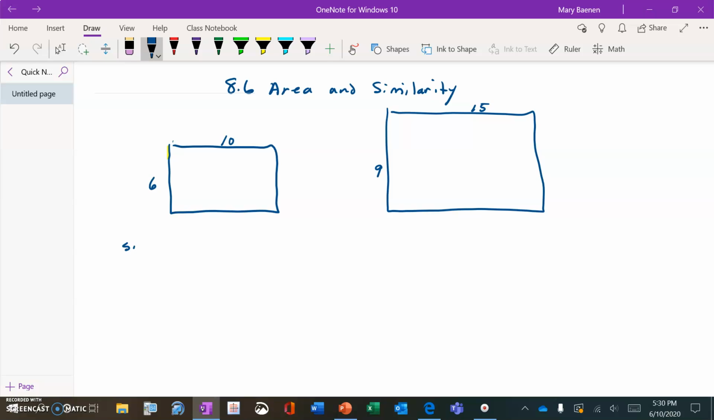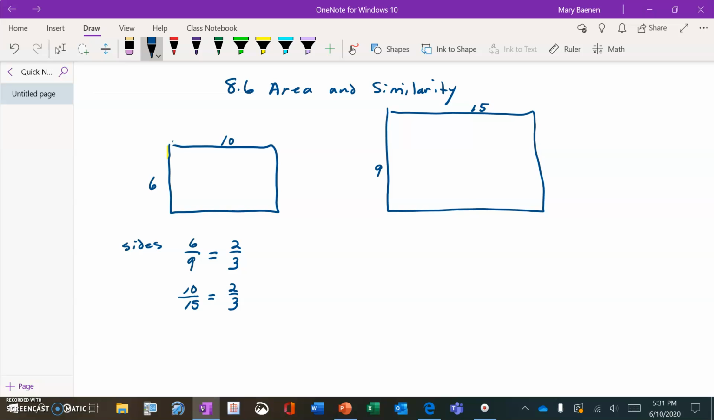Now if I look at the sides of these two rectangles that I say are similar to each other, I will take the side of 6 and put it over its corresponding side of 9. If I divide the top and bottom by a 3, I'll get 2/3 as the ratio between those two sides. If I set these up correctly, then I should get the same thing when I do the other sides. So if I take 10 over its corresponding side of 15 and divide the top and bottom by a 5, I will also get 2/3.